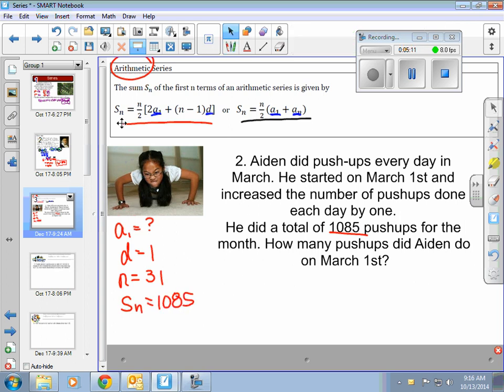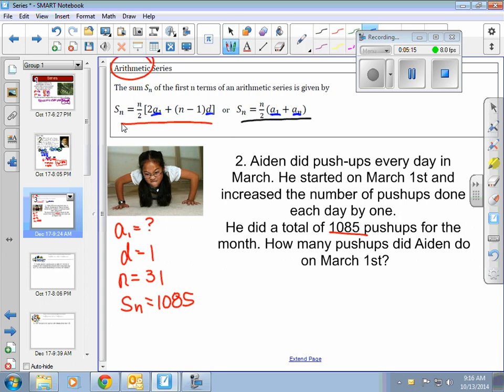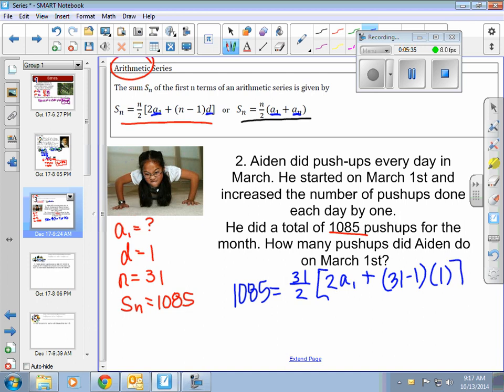What I need to do is plug this all into the equation off to the left. My S sub n, 1085, is equal to my n, 31, divided by 2, then I take 2 times my a sub 1. We don't know what that is, so I'll write a sub 1, since we're trying to figure that out. Plus n, that's 31, minus 1 times our common difference of 1. We need to go through this to figure out what a sub 1 is. So I just start simplifying.